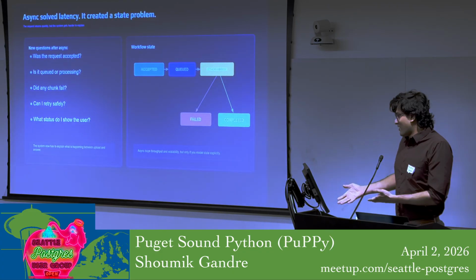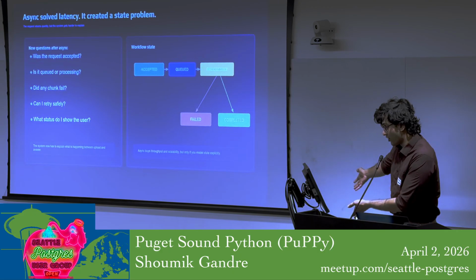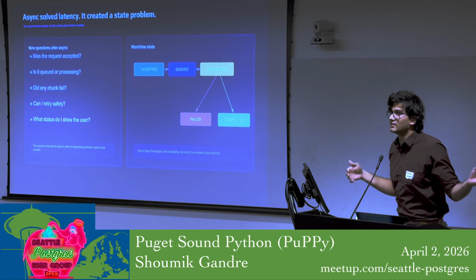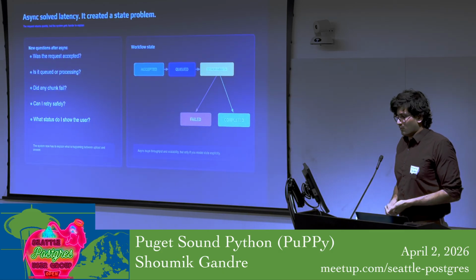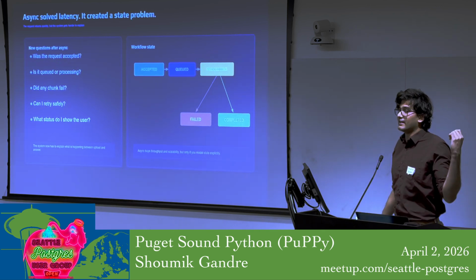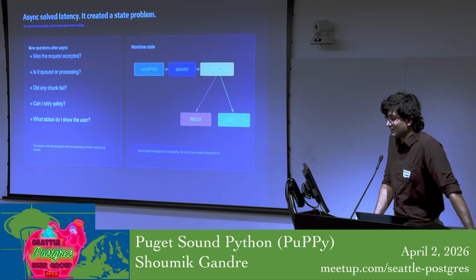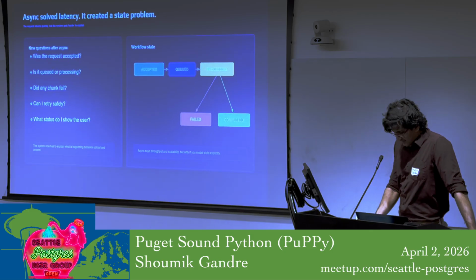Which means the person that put the request in for ingesting the document in the queue does not know if this document has gone through or not. Has it failed? Is it in progress? Is it completed? Was the request accepted? Was it queued or processing? Did any chunk fail? Can I retry? What status do I show the user? All of the questions that async introduces.